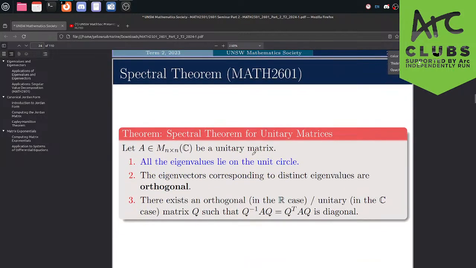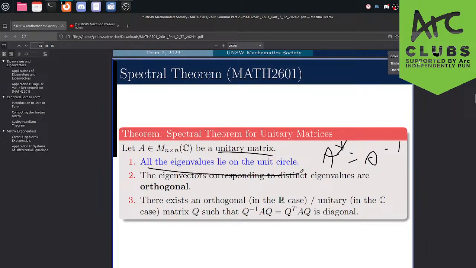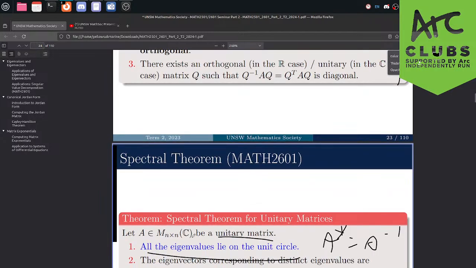And we also have a unitary matrix. Regarding this, a unitary matrix is such that A star is equal to A inverse. And what you get here is that all the eigenvalues lie on the unit circle, right? So for this one, all the eigenvalues are real. For this one, all the eigenvalues lie on the unit circle.